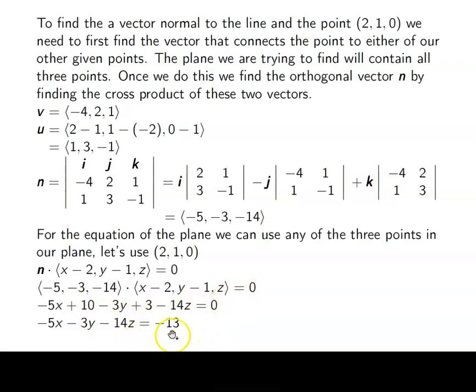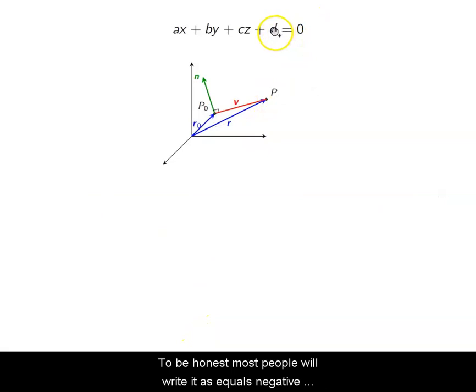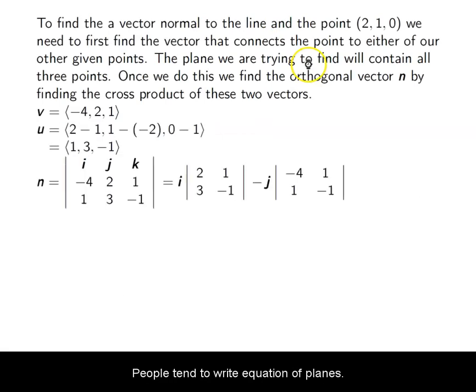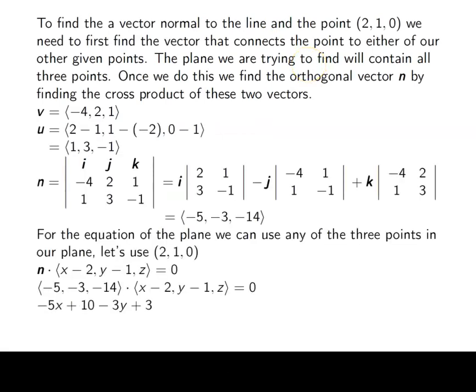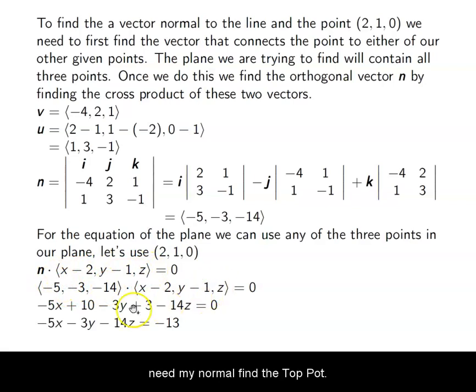It doesn't really matter. We wrote it as equaling 0 here, but most people will write it as equals negative d. They'll move the d over and just have the x, y, and z terms equaling a constant. That's the standard form that people tend to write the equation of planes in. So here we go: negative 5x, negative 3y, negative 14z, and 10 and 3 give me 13, so I move it over. You see how it's easier to just find the dot product, constants go on one side, x, y, and z on the other.